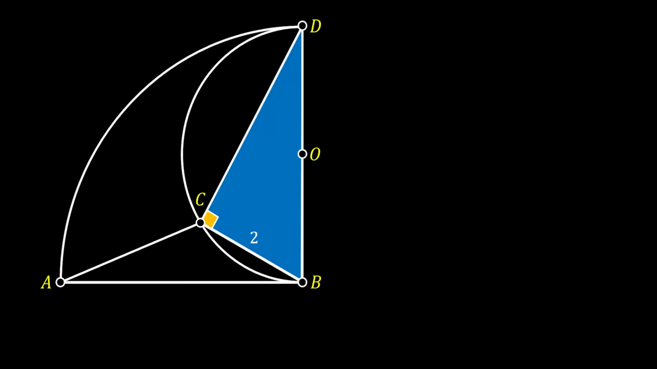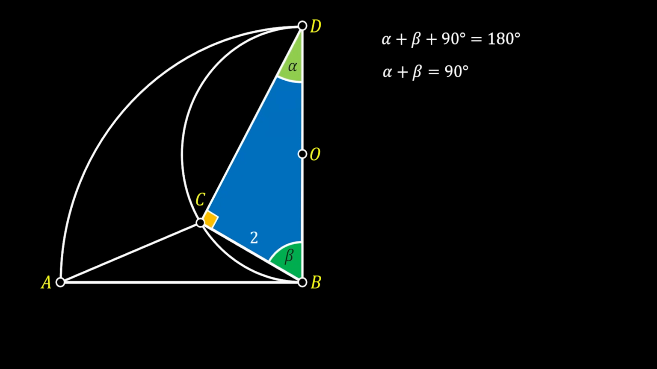Now let's have a look at this triangle. Let's say that the acute angle at the point D of this triangle is alpha, and the acute angle at the point B is beta. So now, since we know that the sum of all interior angles inside the triangle must be 180 degrees, this means that alpha plus beta must be 90 degrees.